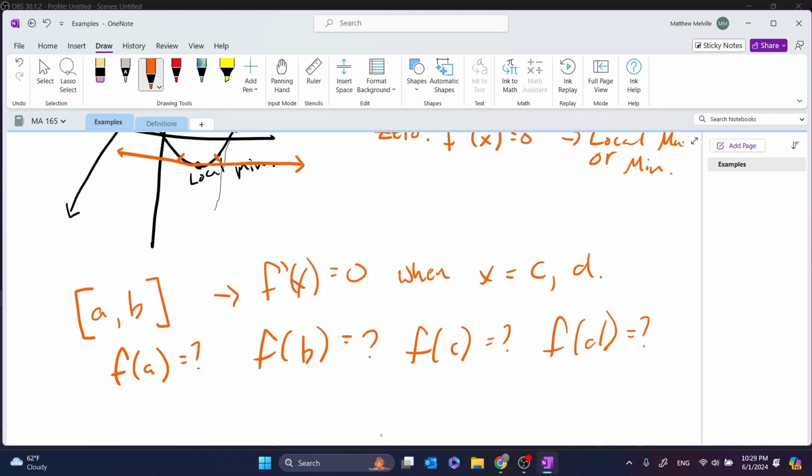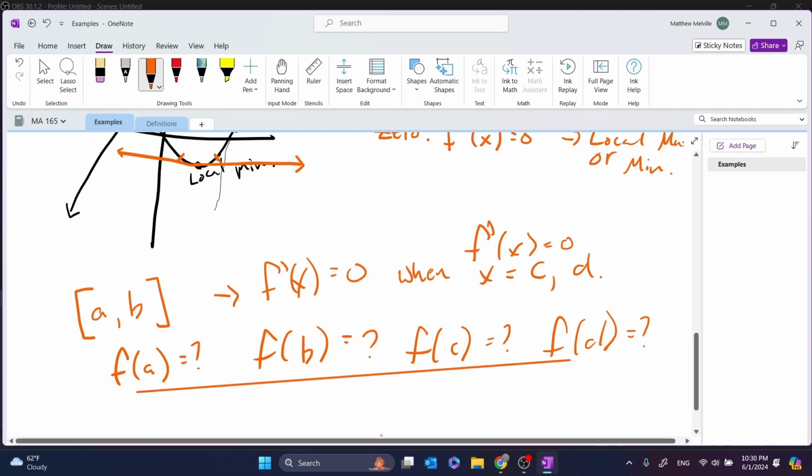And then if f of a is the smallest, it's the absolute minimum. If f of c is the biggest, it's the absolute maximum. But we know right here that f prime of x equals 0 at these two points. Therefore, notice that we're not plugging into f prime, we are just using our original function. So that's going to be important to note.